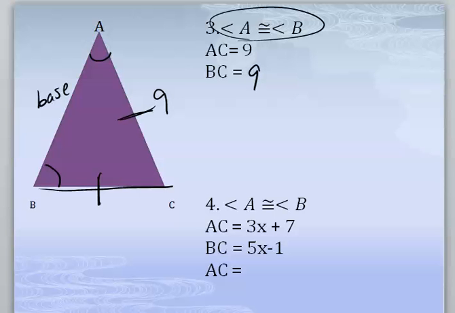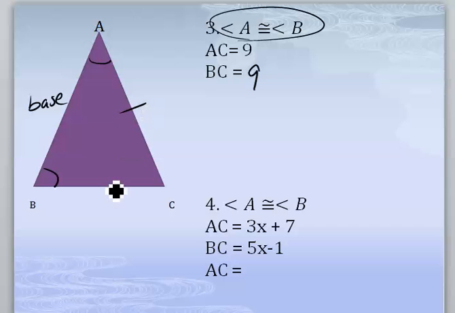Okay, let's try one more. Again, we're going to redraw our picture, and I'll have you do this for the test. We're going to need paper, and we're going to draw pictures so we can see the congruences. Number 4 says angle A is congruent to angle B. Again, those are base angles. This is my base. It's the other two sides that are congruent. AC is 3x plus 7, BC is 5x minus 1, just straight from our problem down here. That's what they told us.